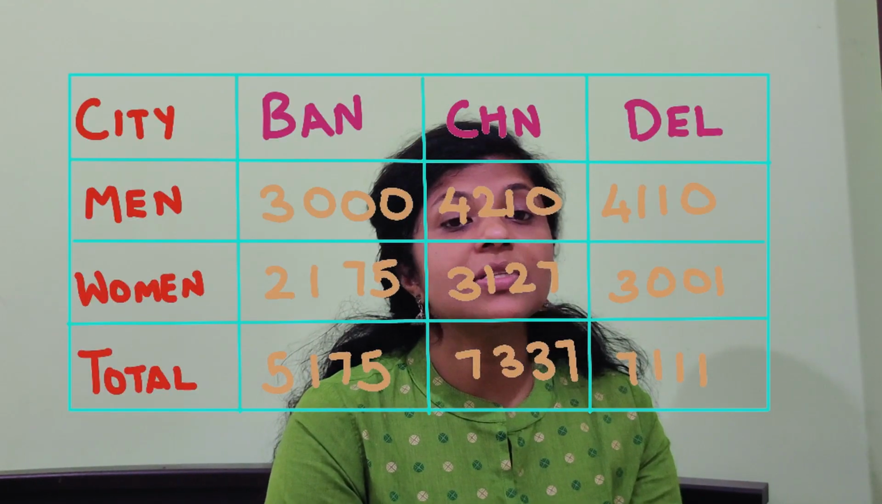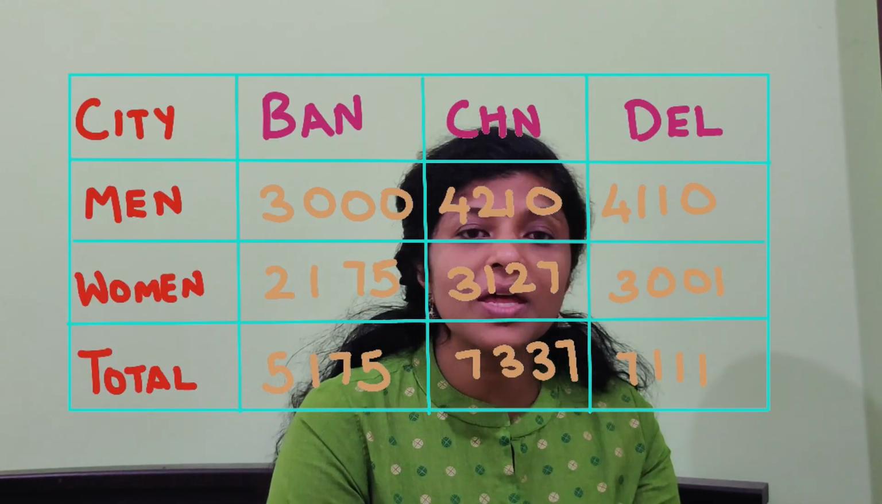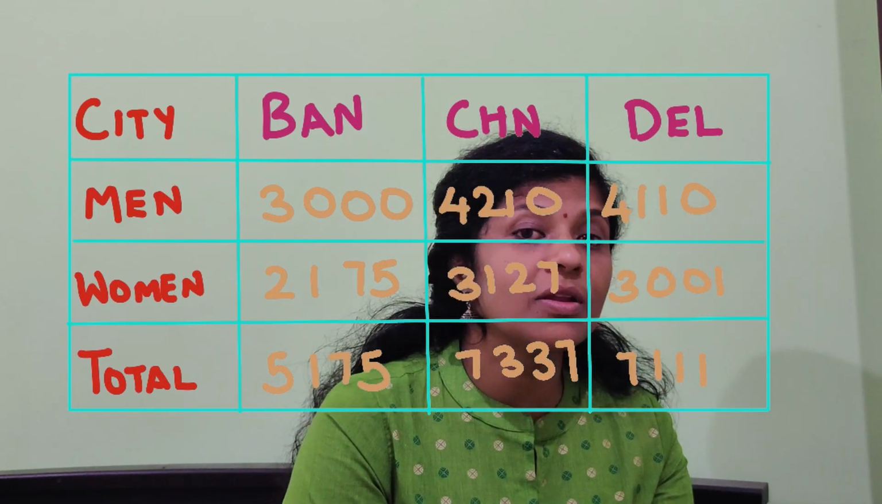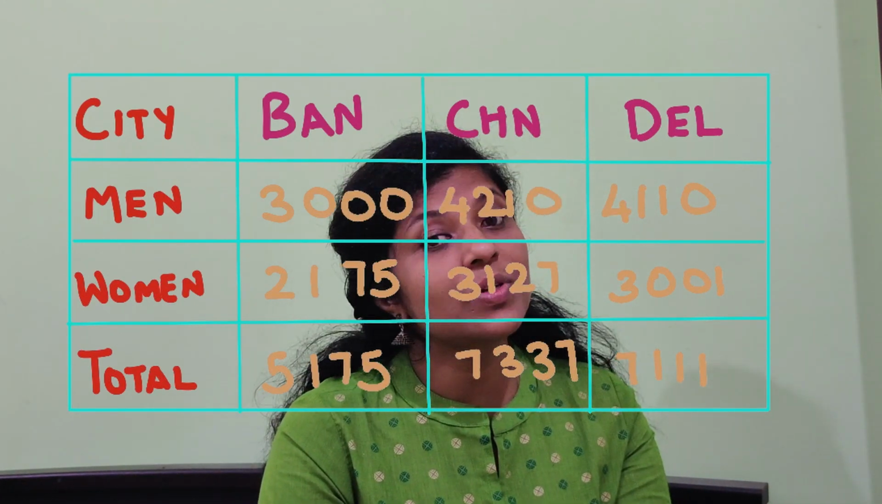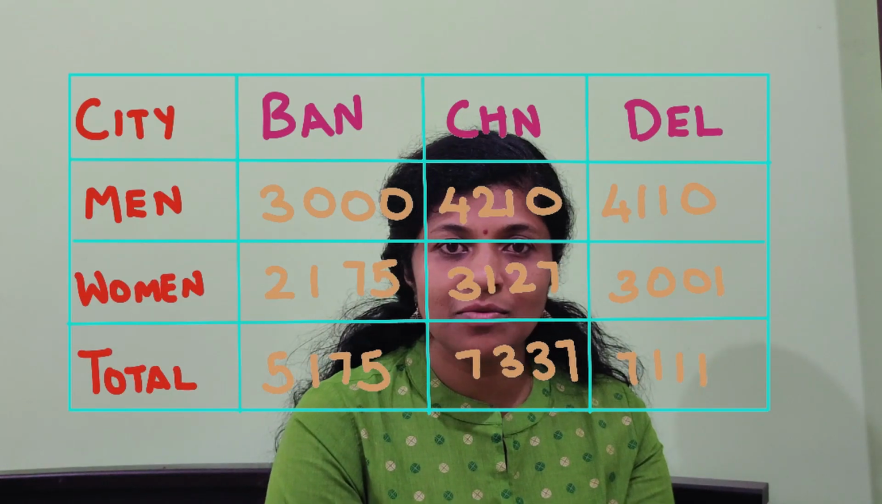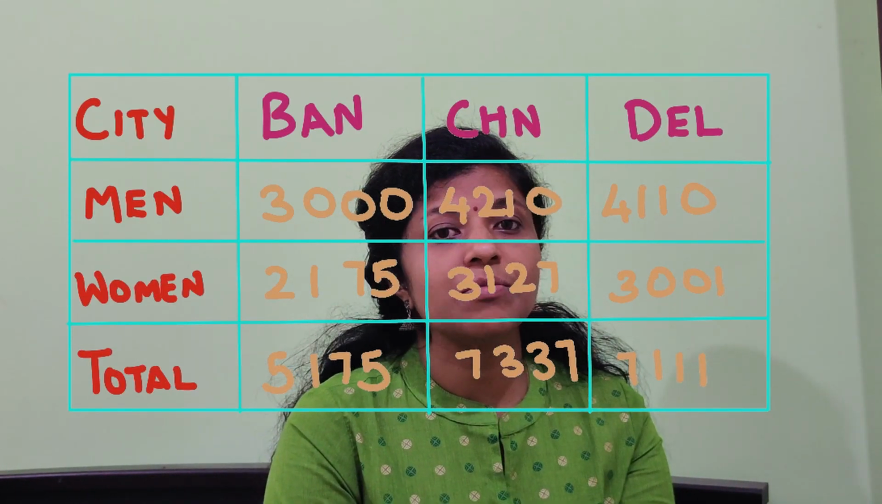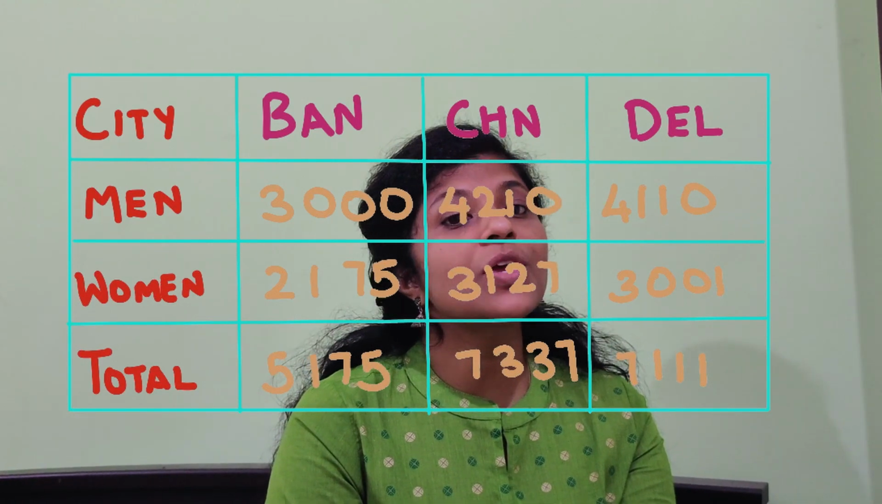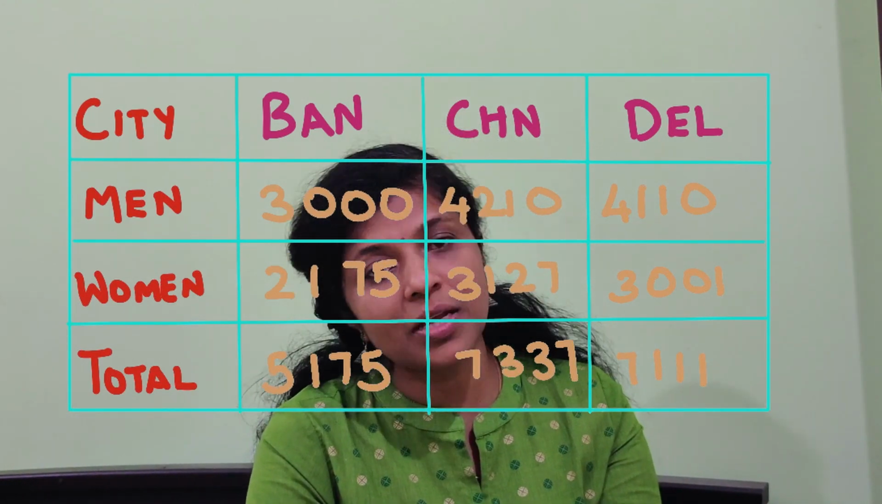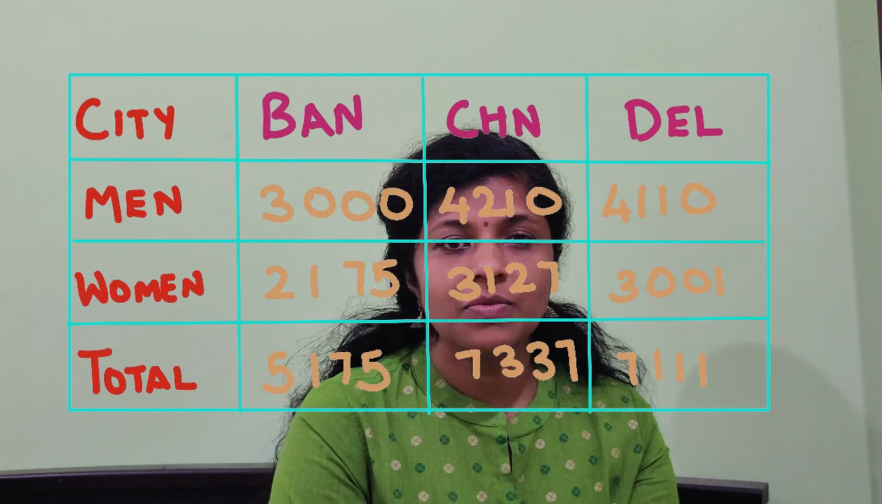This kind of representation in the form of a table is called tabulation, and the table is called a frequency table. This number that tells how many men and how many women, this is called the frequency of that data. Bangalore men appears 3000 times, and so the frequency of the Bangalore men is 3000.